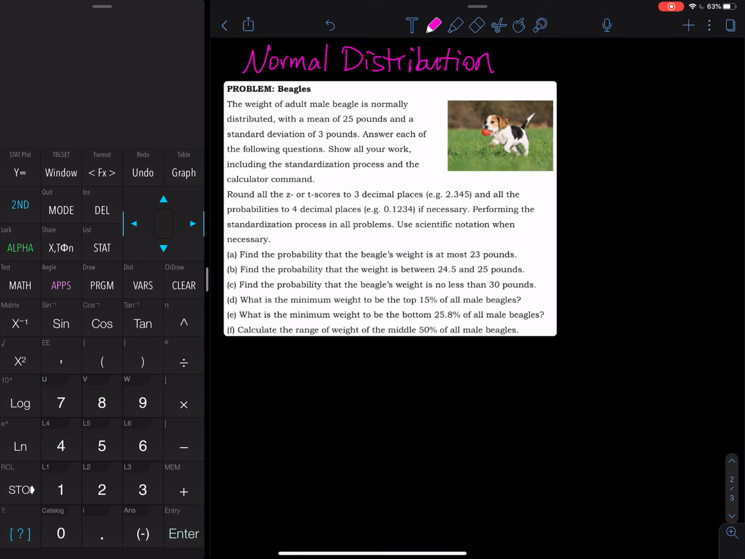Alright, let's take a look at normal distribution. So here is the problem. The weight of adult male beagle is normally distributed with mean of 25 pounds. So mean is equal to 25 pounds. And then standard deviation is equal to 3 pounds. So the weight follows normal distribution. I will be using these two numbers to answer the rest of the questions.